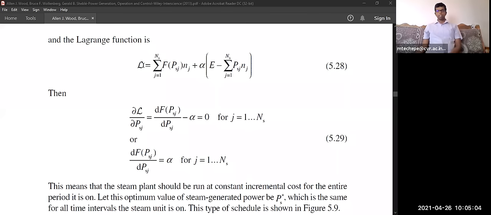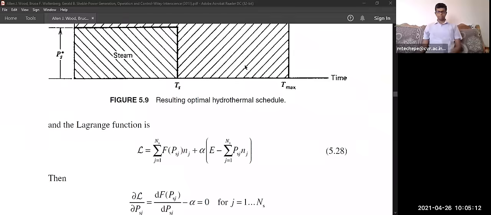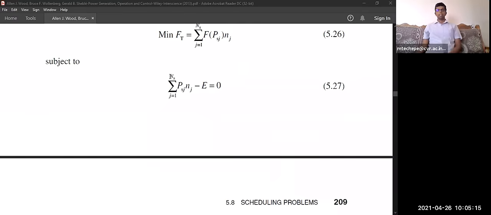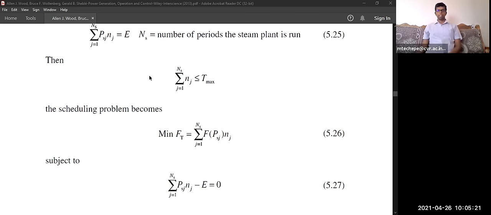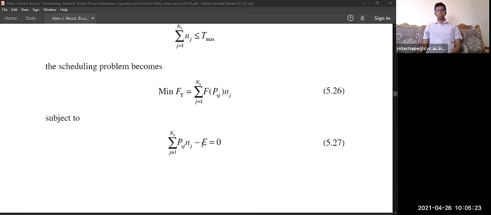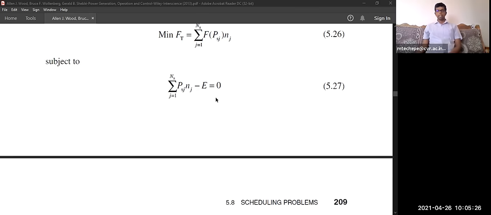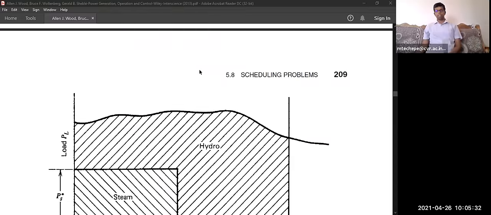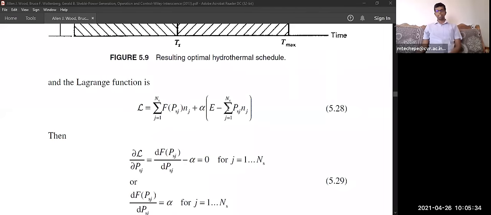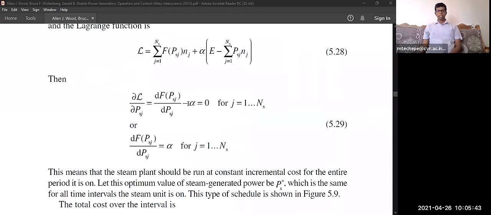While differentiating, we have taken E minus sigma j equal to 1 to ns of PSj into nj. Similarly, as we did in economic load dispatch, the whole steam energy generated is greater than the PSj into nj. So here we have taken E minus sigma j equal to 1 to ns of PSj into nj is equal to 0.